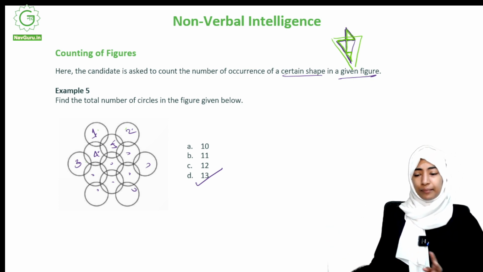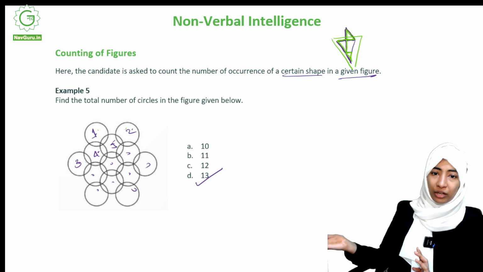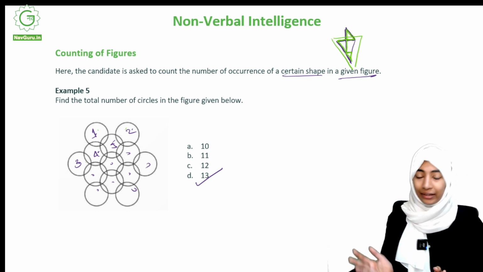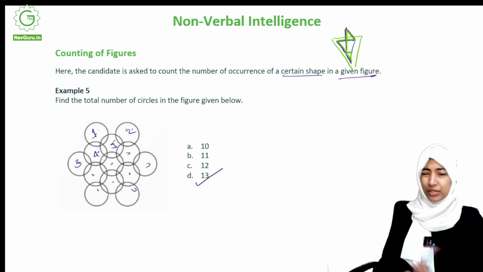So that's it. Nothing is too tough, right? You can do everything if you study well enough. It's not that tough. But yeah, that's it. We're done with non-verbal intelligence for now.